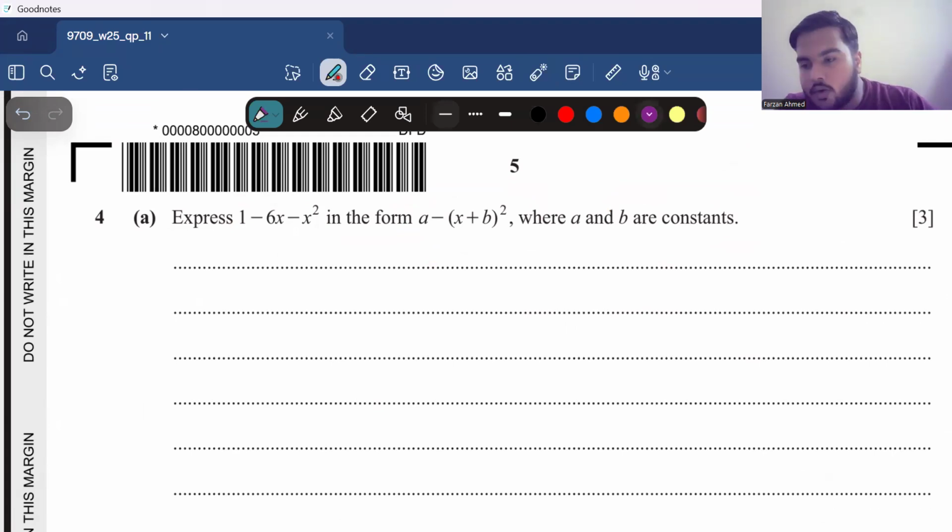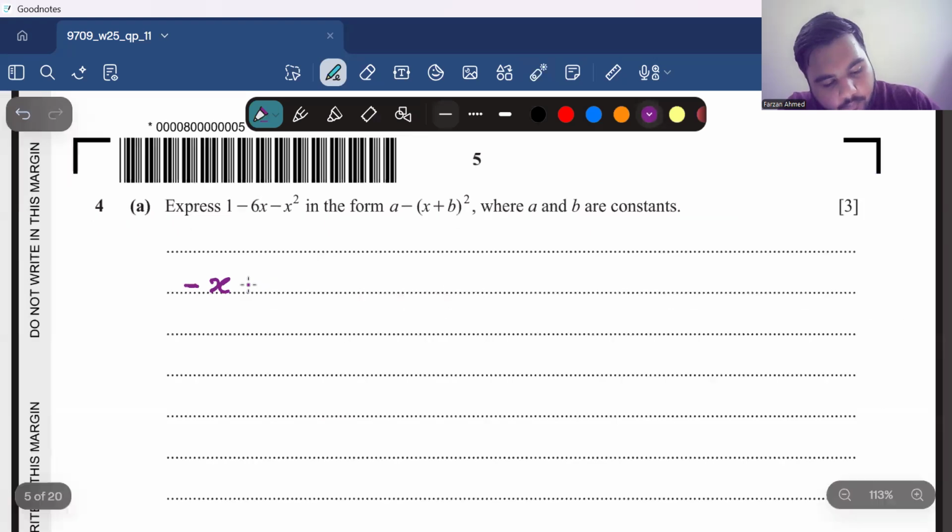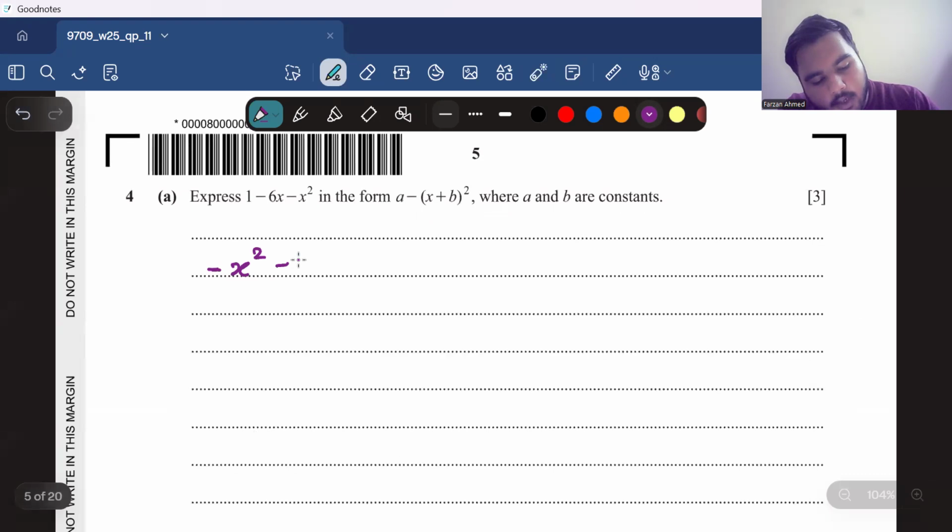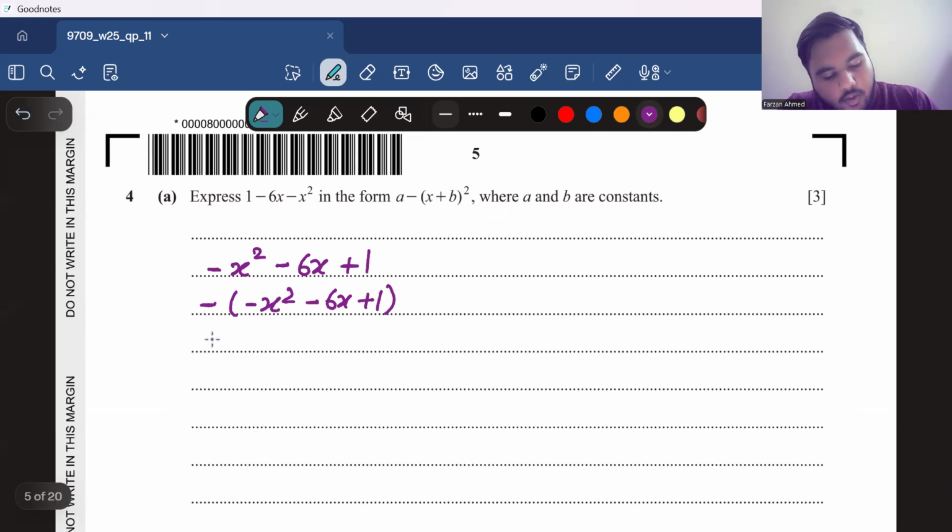So first of all, we will rearrange. We will write minus x square minus 6x plus 1. From here we will take minus common: minus, x square plus 6x minus 1.